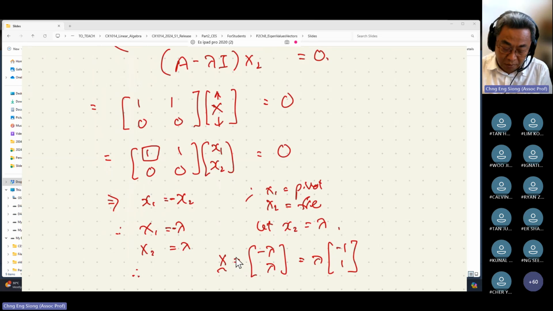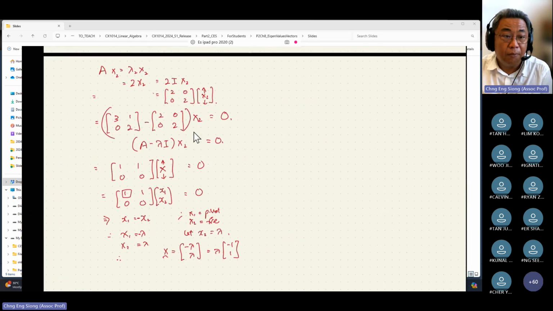Clear? So that's it. If you're in the exam and you need to do a 2 by 2, these are the very few steps you play with to find the eigenvectors once you have the eigenvalue.